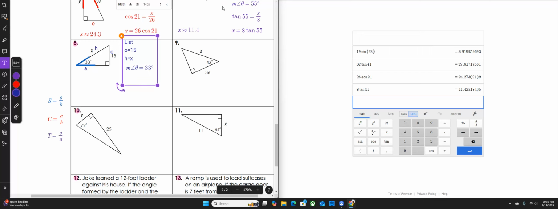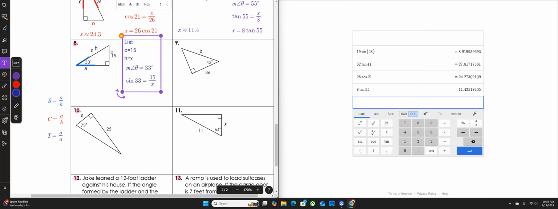All right, now I'm going to go ahead and do the setup for this one. So we have O and we have H. Looking at our mnemonic, S is O and H. So we're going to use sine. Sine 33 is equal to 15 over x. Now here, x is not up high, x is down below. So what do we do?